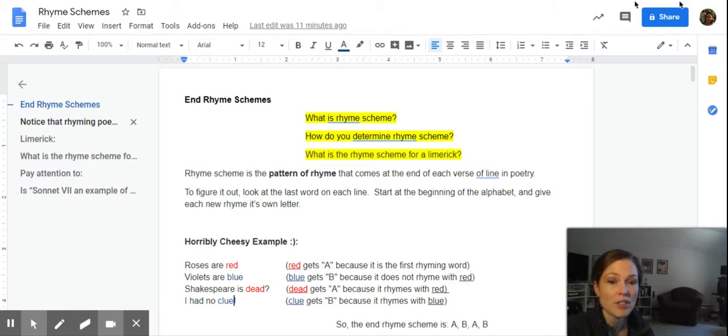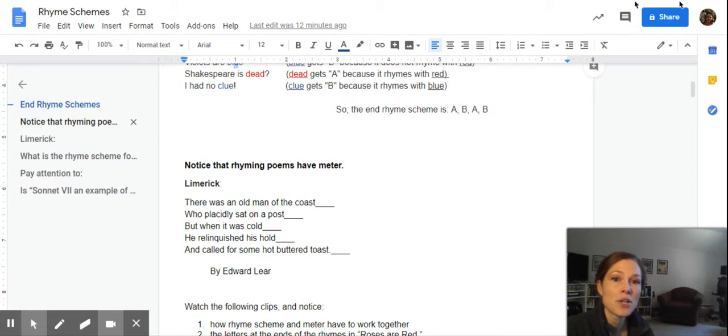So the first thing I'm going to do is start at the beginning of the alphabet. And I'm going to say red gets an A because it's the first rhyming word. And then I look at blue. And blue doesn't rhyme with red, so it has to get a B. But then I have dead. And dead rhymes with red, and I gave that one A, so that one also gets an A. And then clue rhymes with blue, and because blue has a B, clue gets a B as well. So the end rhyme scheme is A, B, A, B.